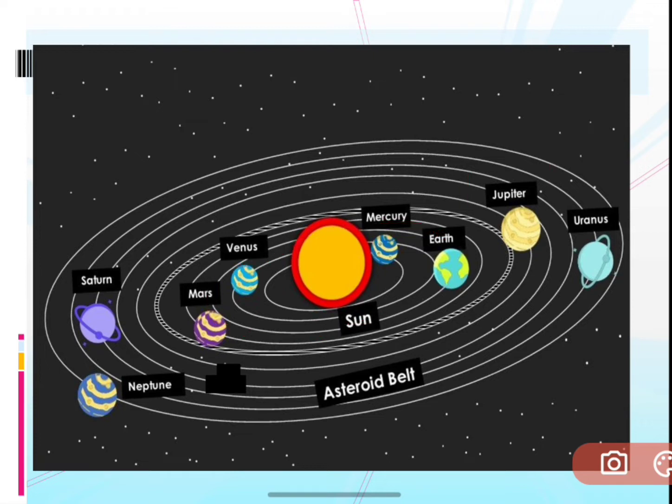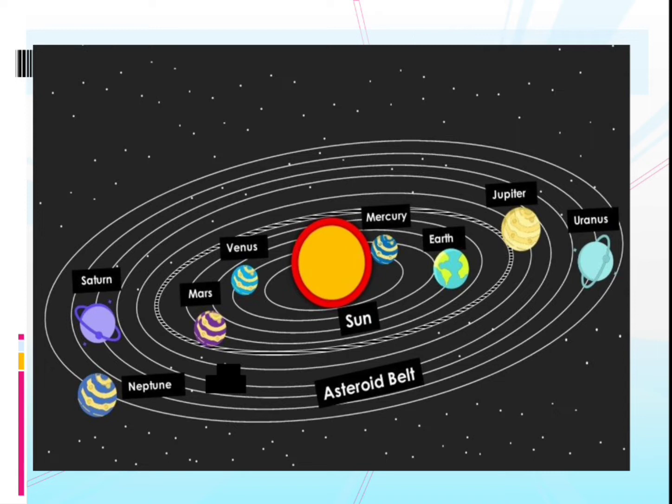If you see, children, in this solar system we have 8 planets. That is Mercury, Venus, Earth, Mars, Jupiter, Saturn, Uranus, and Neptune. So that's the order. The closest to the sun is Mercury, then you have Venus, then Earth, then Mars, Jupiter, Saturn, Uranus, and Neptune. Mercury is the closest one and Neptune is the farthest one, the very last one.